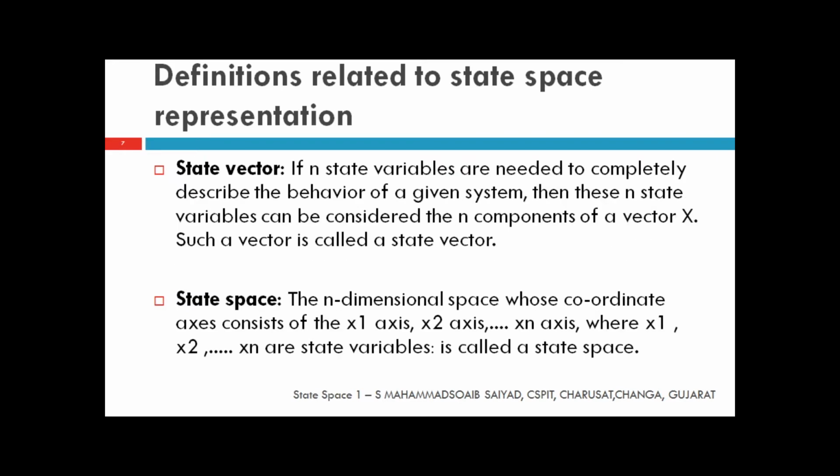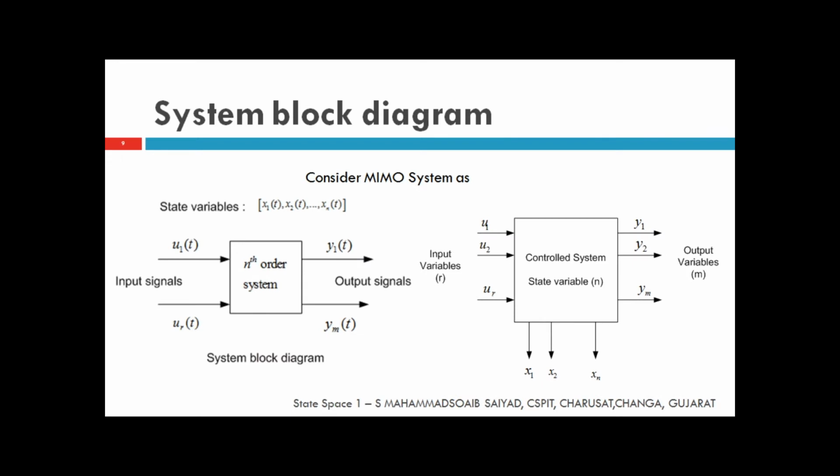Before that, we have seen this particular system block diagram. In the system block diagram, there will be a number of inputs, that is a MIMO system. So u1 to ur are inputs and outputs are y1 to yn. The state variables are nothing but some variables which are present in our system, and they are given the names x1, x2 up to xn.